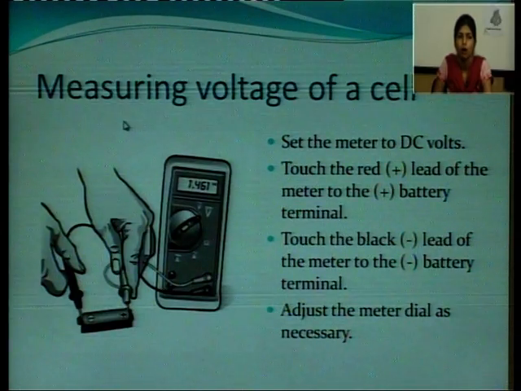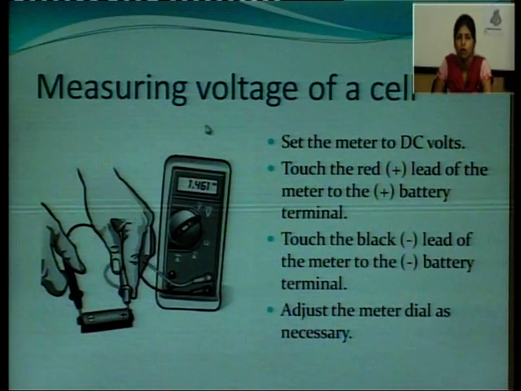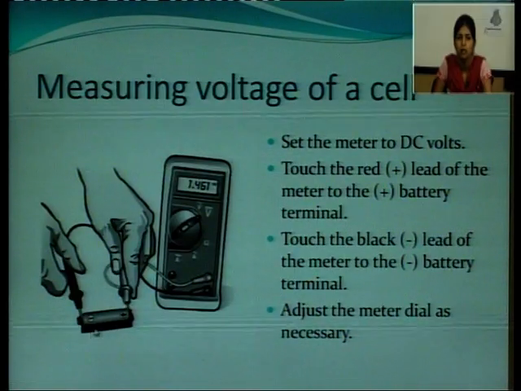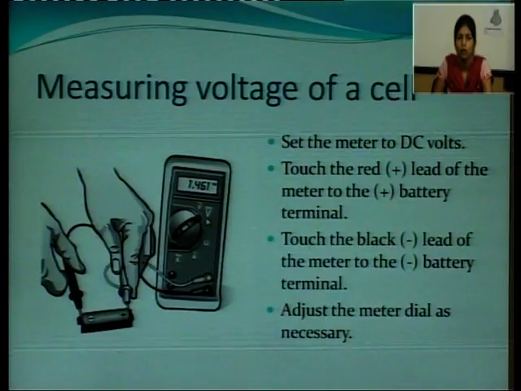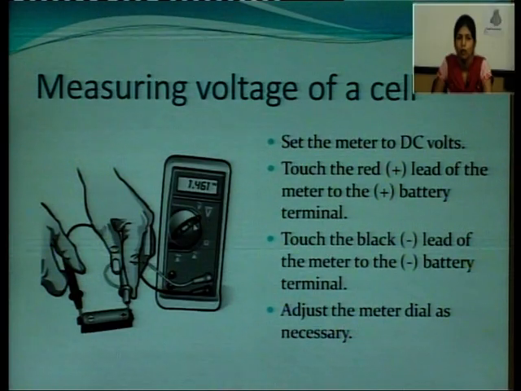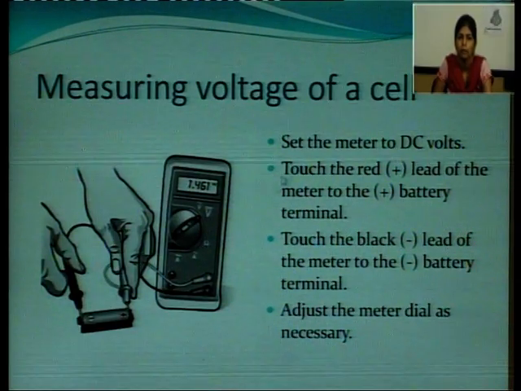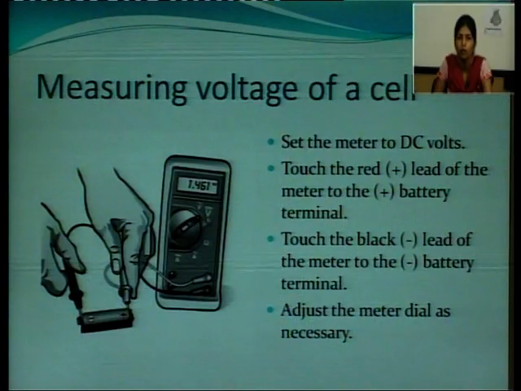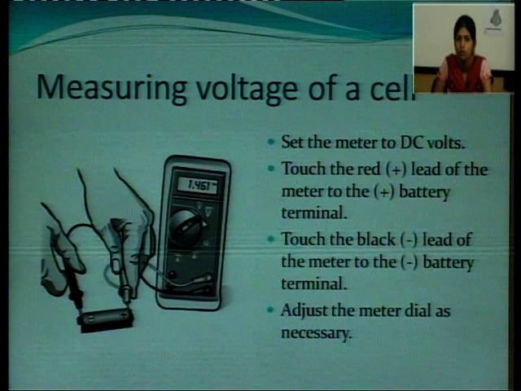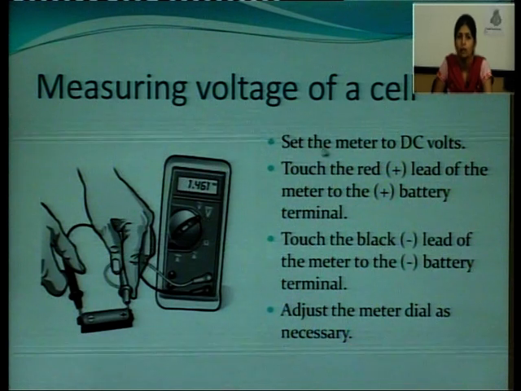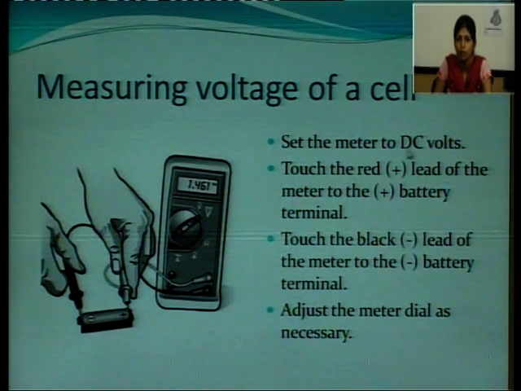Now next is how we can measure the voltage of a cell. So suppose this is a cell and we are using the multimeter. This is a knob which we can vary according to the measurement. Now suppose we are checking the voltage. So this knob is directed to the voltage terminal. See, this is the voltage. So set the meter to DC volt.